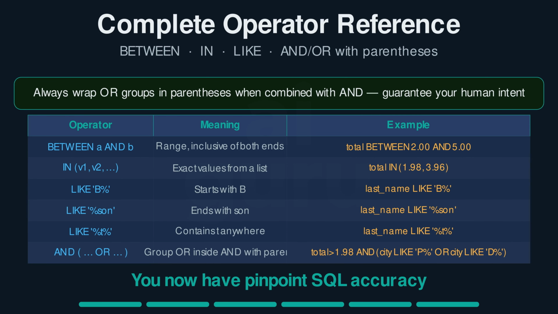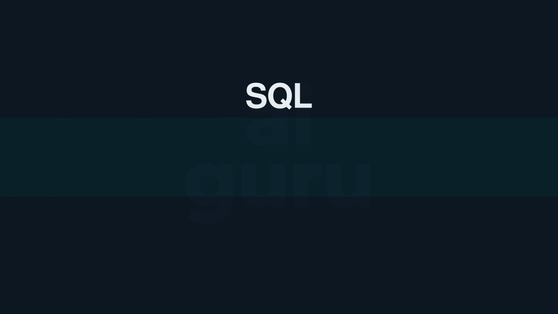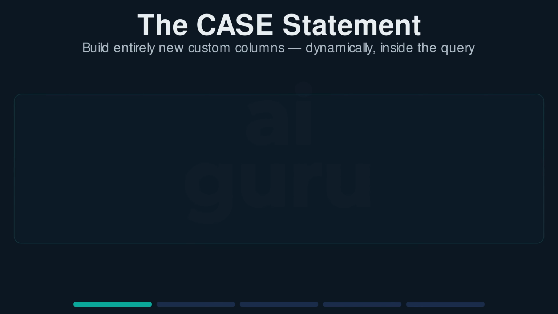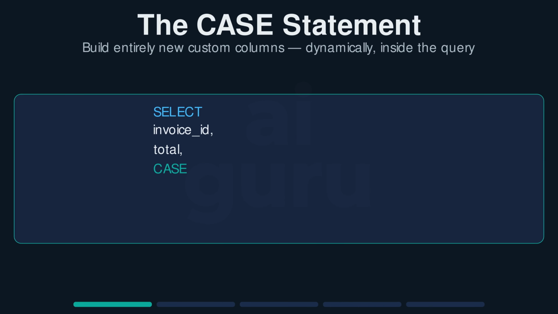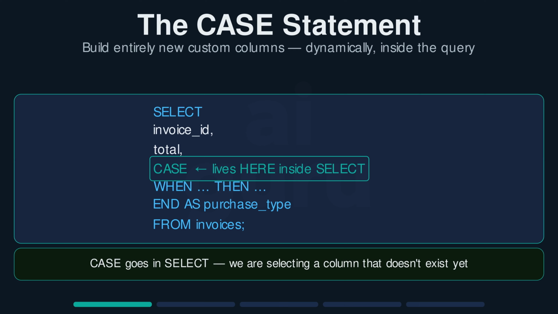But what if we want to take this raw, filtered data and build entirely new custom categories for our business teams? This takes us into a slightly more advanced application, the CASE statement. Here's the scenario for this one. The student sales team wants a new report. They don't want raw invoice totals anymore. They want all purchases grouped into distinct tiers.